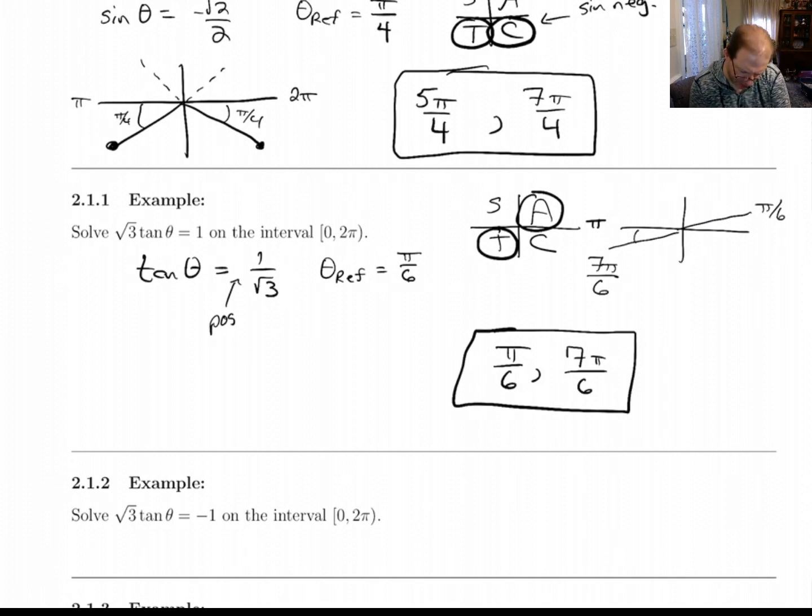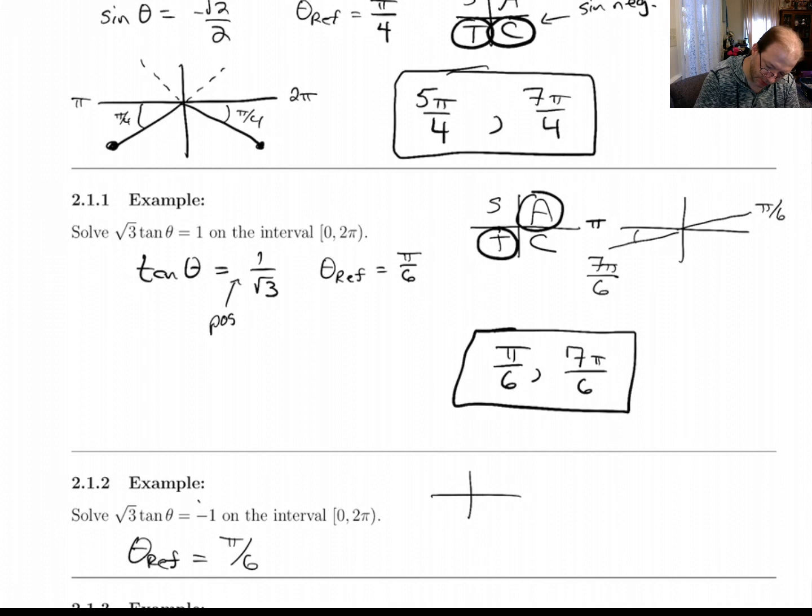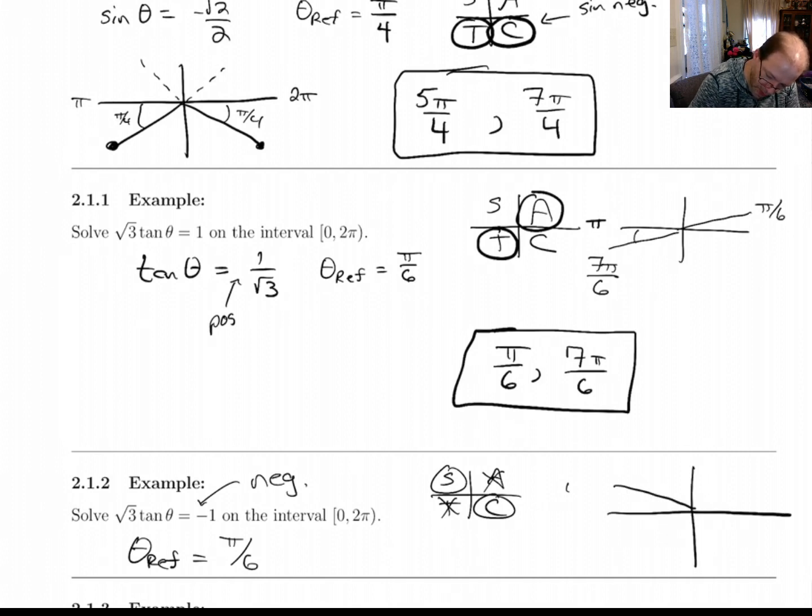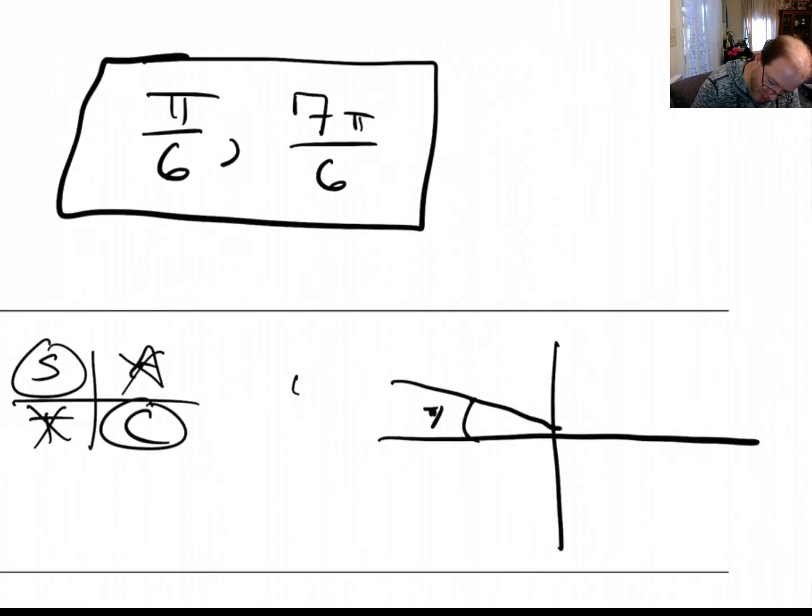All right, example 212. Notice the only difference between this one and example 211 is this negative right here. So in this case, we've got the same reference angle. Reference angle here is still pi over 6. But since we're looking at this being negative, we want to put this reference angle into the quadrants where tangent is negative. So that's in quadrants 2 and 4. So if I put it into quadrant 2, I'm going to draw this bigger. If I put it into quadrant 2, this angle is pi over 6. And in quadrant 4, this is pi over 6.